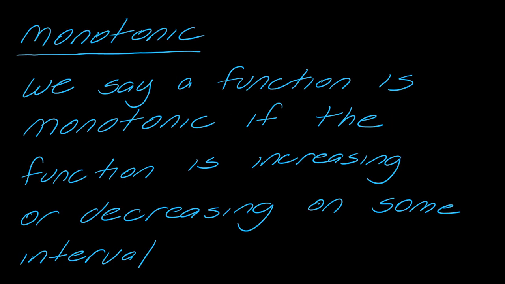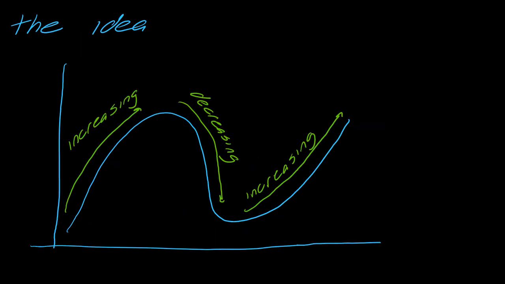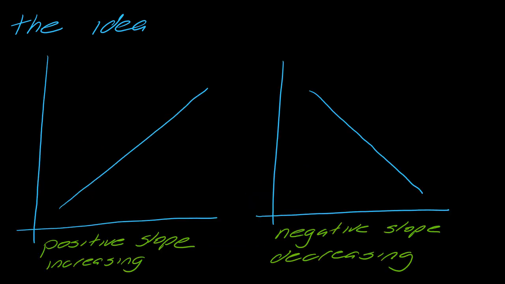All right, so moving on, let's talk about monotonicity. So monotonic is really just another way to say increasing or decreasing. And so, just the idea behind this. So here's my function. This is increasing, this is decreasing, this is increasing. If you ever forget that, you can always just think back to lines. So a line that has a positive slope is also increasing. A line that has a negative slope is decreasing. So it's like the same direction with increasing and decreasing.